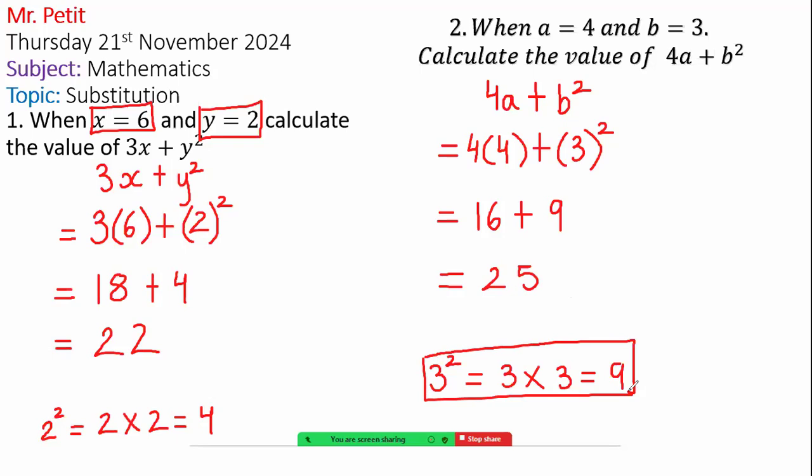So your final answer is 25. Yes, sir. And this, your final answer is 22. This is just the working for 2 squared. All right. Yeah, that's what was confusing me. Okay. All right. If you already have this written down, take a picture of your work and send it to me via WhatsApp.